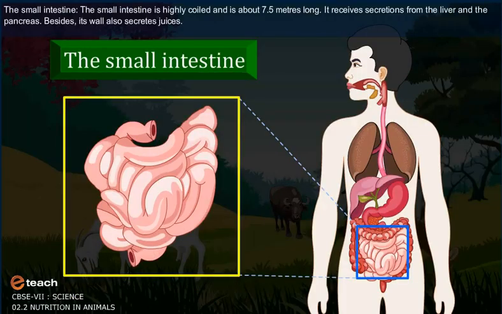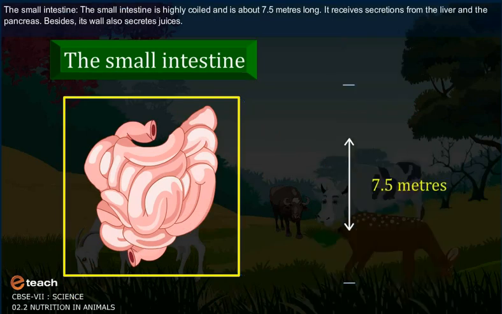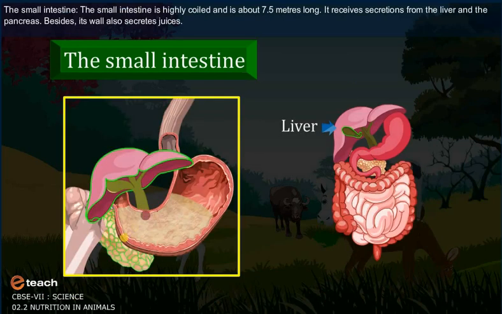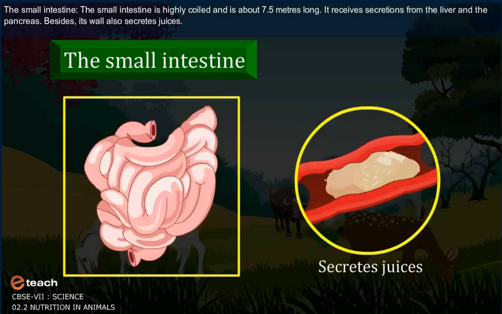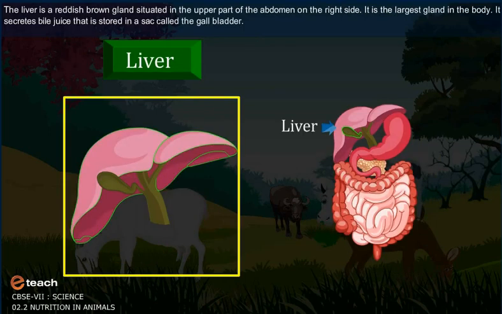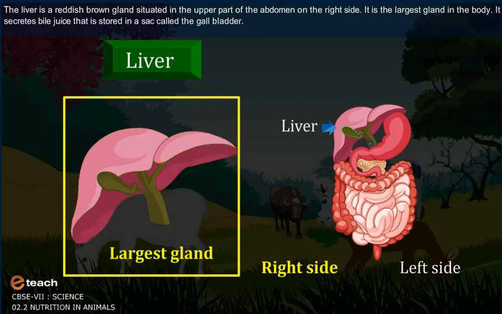The small intestine. The small intestine is highly coiled and is about 7.5 meters long. It receives secretions from the liver and the pancreas. Besides, its wall also secretes juices. The liver is a reddish-brown gland situated in the upper part of the abdomen on the right side. It is the largest gland in the body.